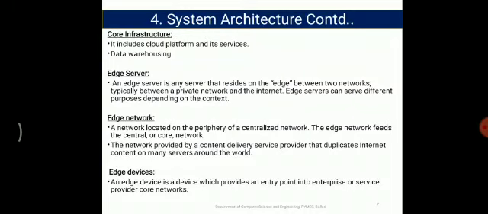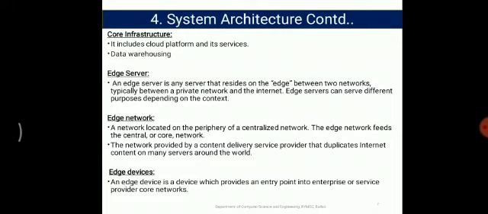Next comes the edge server. An edge server is a server that resides between two networks, called the private network and the internet. It involves real-time data processing, data filtration, and optimization functions. Edge servers can serve different purposes depending on the context.